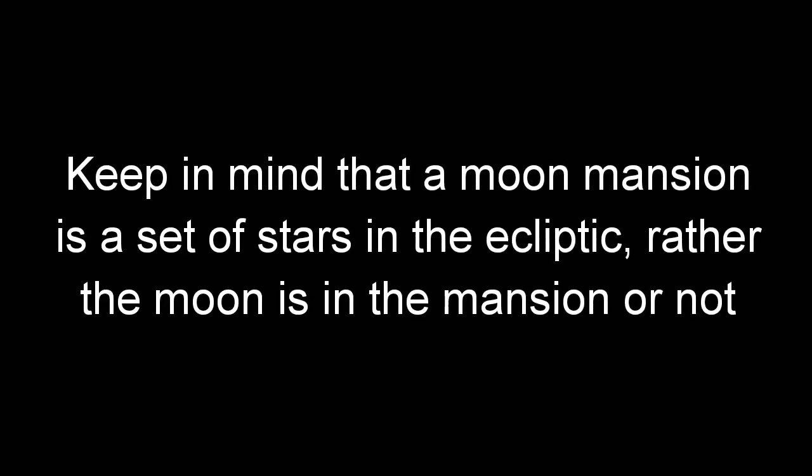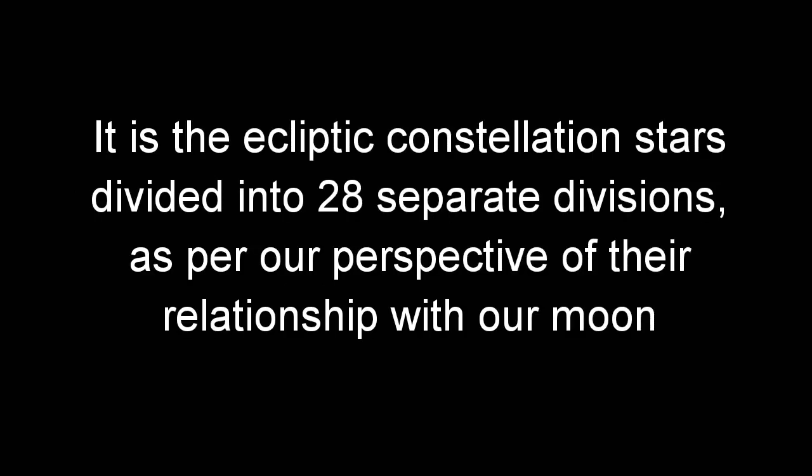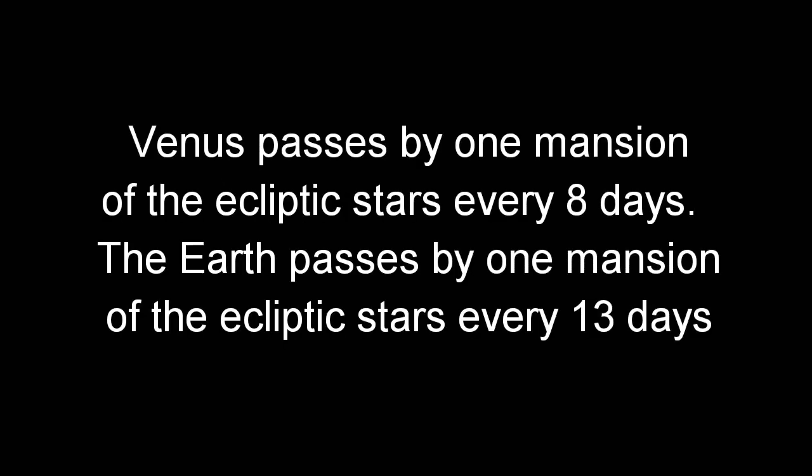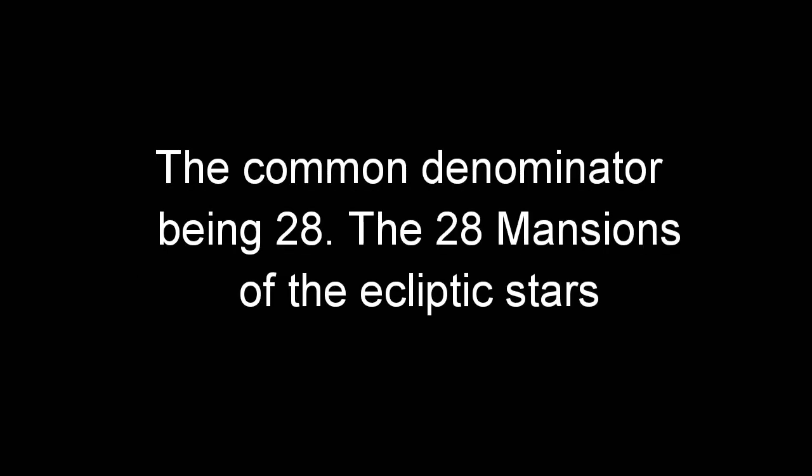Keep in mind that a moon mansion is a set of stars in the ecliptic, rather than the moon being in the mansion, or not. It is the ecliptic constellation stars, divided into 28 separate divisions, as per our perspective of their relationship with our moon. Venus passes by one mansion of the ecliptic stars every 8 days. The Earth passes by one mansion of the ecliptic stars every 13 days. The common denominator being 28. The 28 mansions of the ecliptic stars.